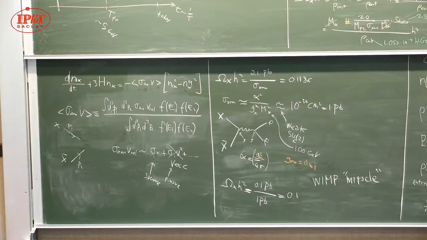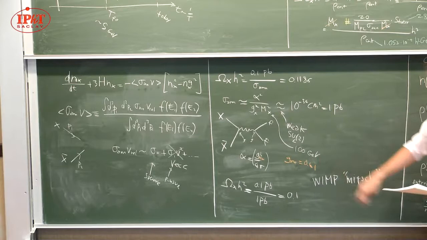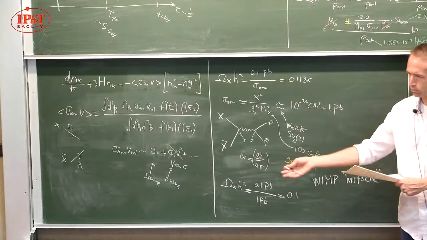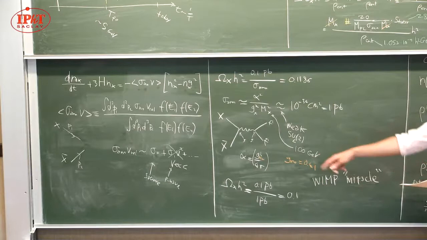Now, this is very sketchy. One could do something more precise. There might be several diagrams contributing to this annihilation cross-section, whatever. So you don't have to take 100 GeV as fixed. It can be between, say, 5 GeV to 100 TeV or something like this. It's really a ballpark. But the main point is that naturally, in some sense, a particle with these properties comes out in the correct relic abundance.